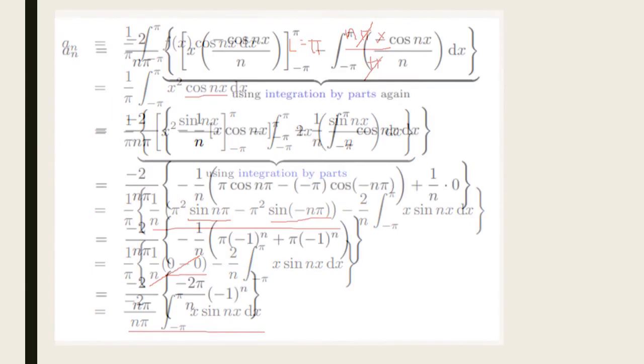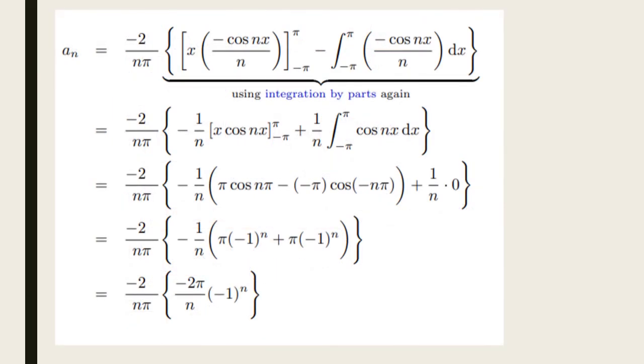To solve that integral, we need to use integration by parts again. So we have the result here. Negative a sub n is equal to negative 2 over n pi times quantity x times negative cosine nx over n with the limits from negative pi to pi, minus the integral of negative cosine nx over n dx from negative pi to pi. Okay, so simplifying it, we have the following here.